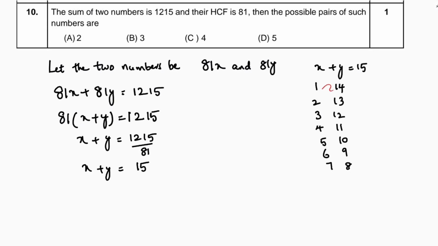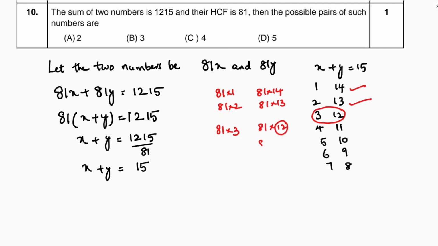Here 1 and 14 will work, because 81 into 1 and 81 into 14. 2 and 13 also will work, 81 into 2 and 81 into 13. 3 and 12 will not work, because if you write 81 into 3 and 81 into 12, this 12 you can write as 3 into 4. So again the HCF will change, because 3 is a common factor. So this is not possible.